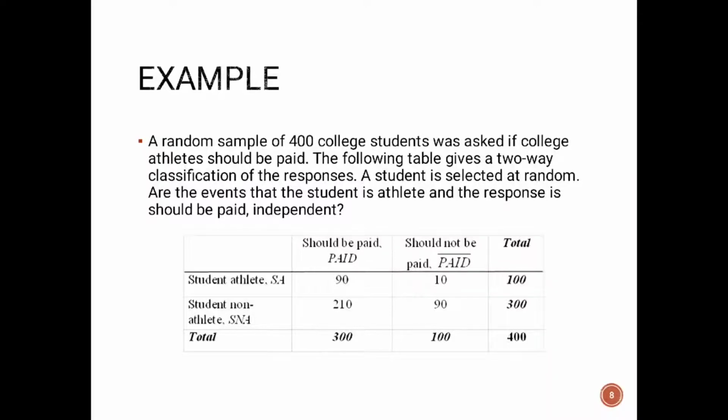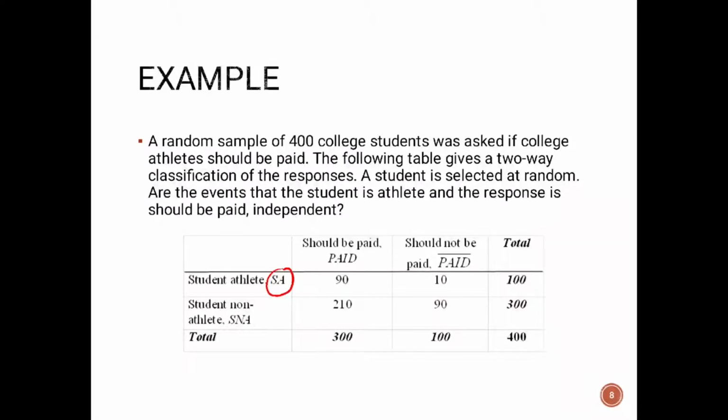A random sample of 400 college students was asked if college athletes should be paid. The following table gives a two-way classification of the responses. A student is selected at random. Are the events that the student is athlete and the response is should be paid independent? Okay, first of all, it's already given to you in simplified form.